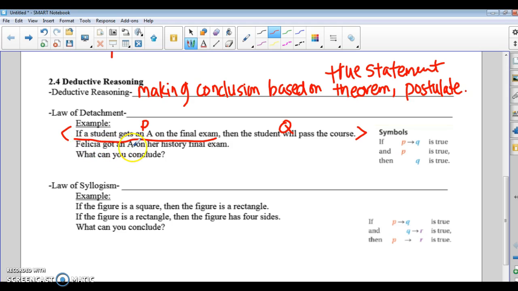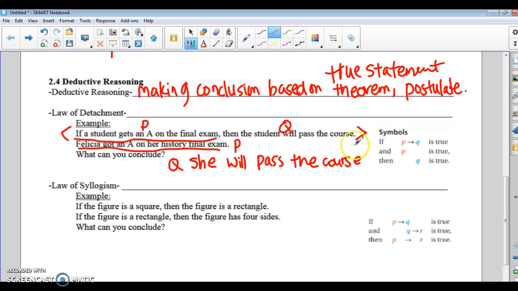If Felicia got an A on the history final exam, what can you conclude? My conclusion will be she will pass the course. Is that right? That is the law of detachment. P, then Q. That's simple. So when we talk about the law of detachment, we have P and Q. So we have two things.